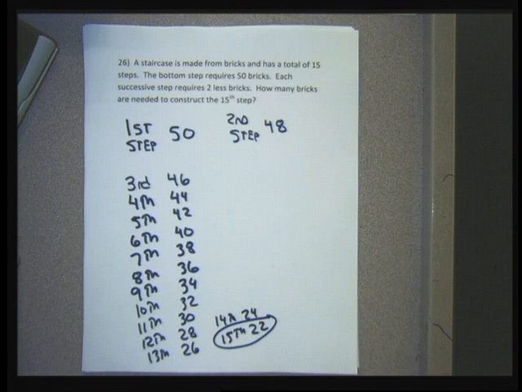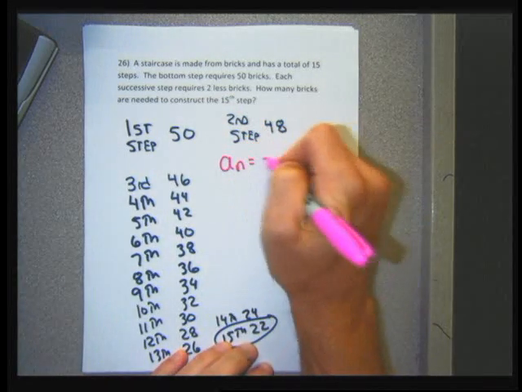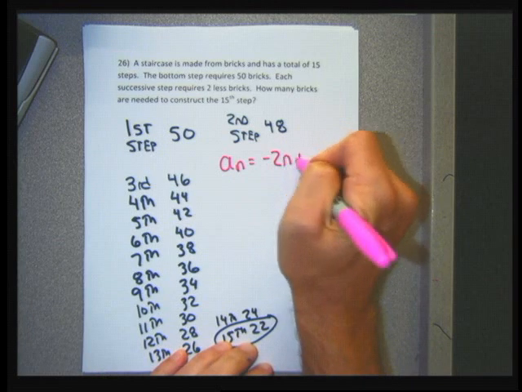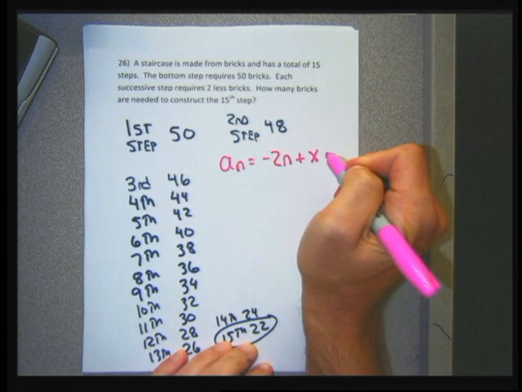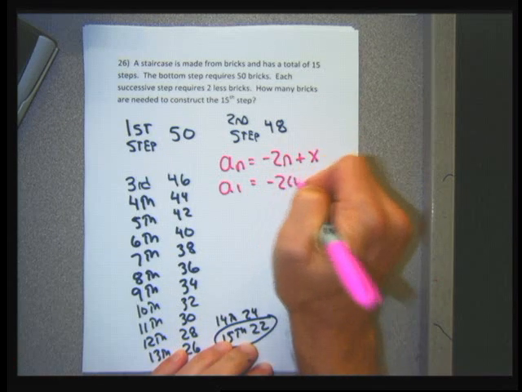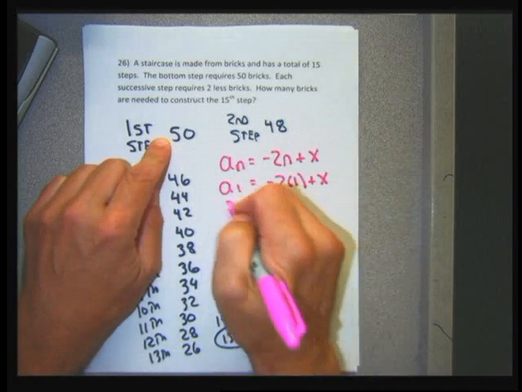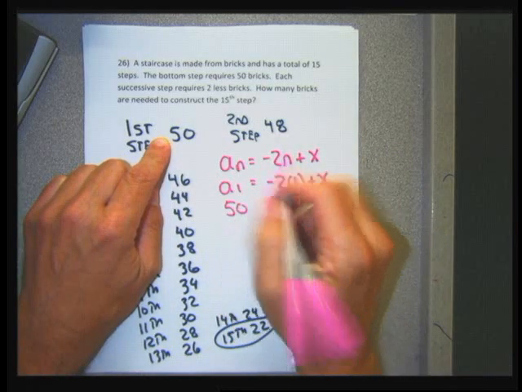That's the non-algebra way to do it. I don't think it's wrong, but it could be. So I'm going to do it via algebra. I'm going to find a formula for this sequence, and this is an arithmetic sequence with a common difference of 2. So the formula for this is going to be a sub n equals negative 2n plus x. Plug in 1, I get a sub 1 equals negative 2 times 1 plus x. First, a sub 1 is going to be the 50 bricks for the first step.